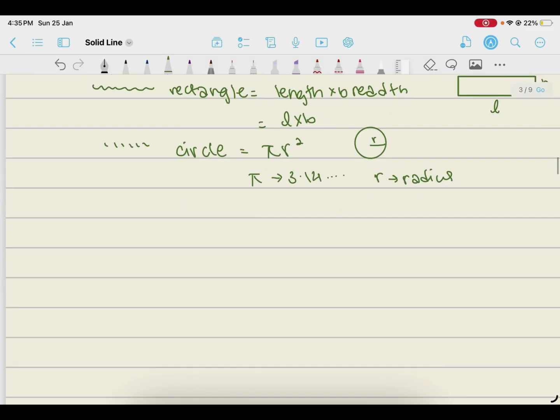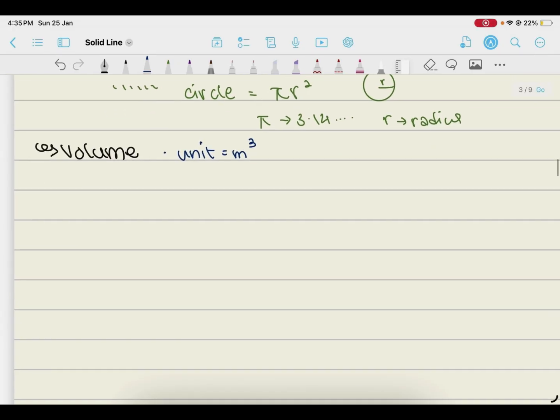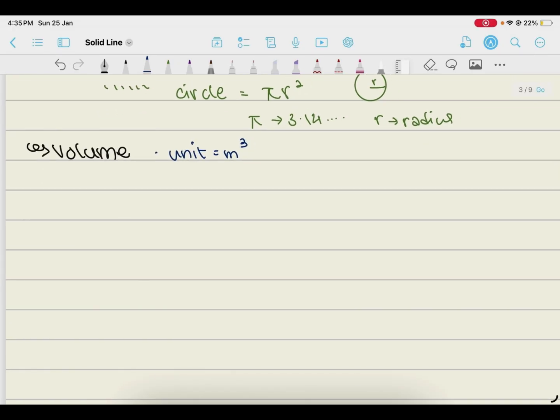Now moving on to volume. Volume's unit is meter cube, and volume is basically the amount of space occupied by an object. Okay. Volume of cylinder here is pi r square h. Just like this, it's a cylinder, right? This is the h, and this part is r.